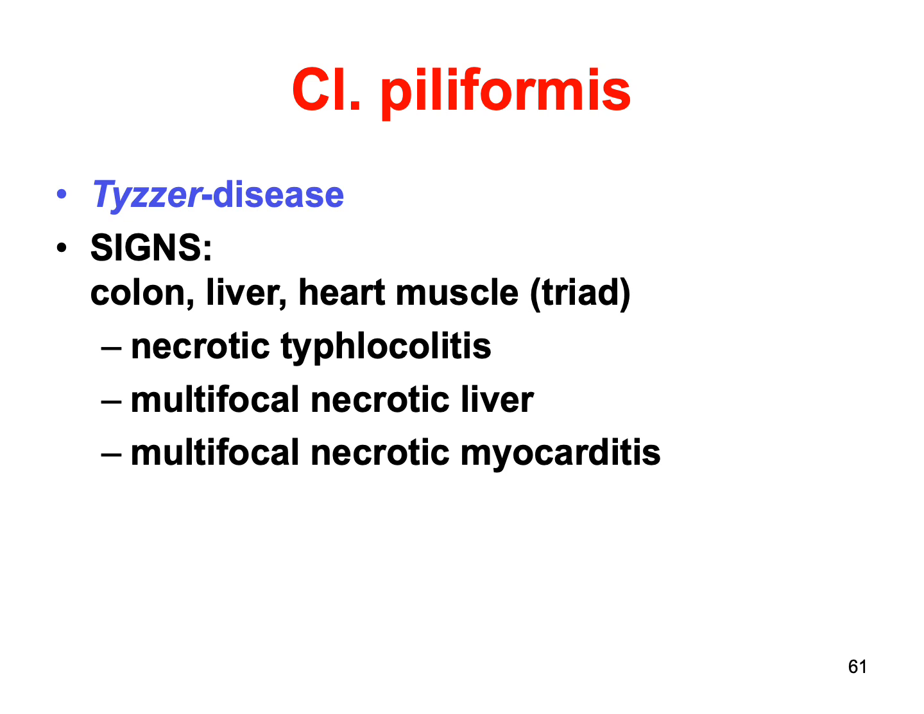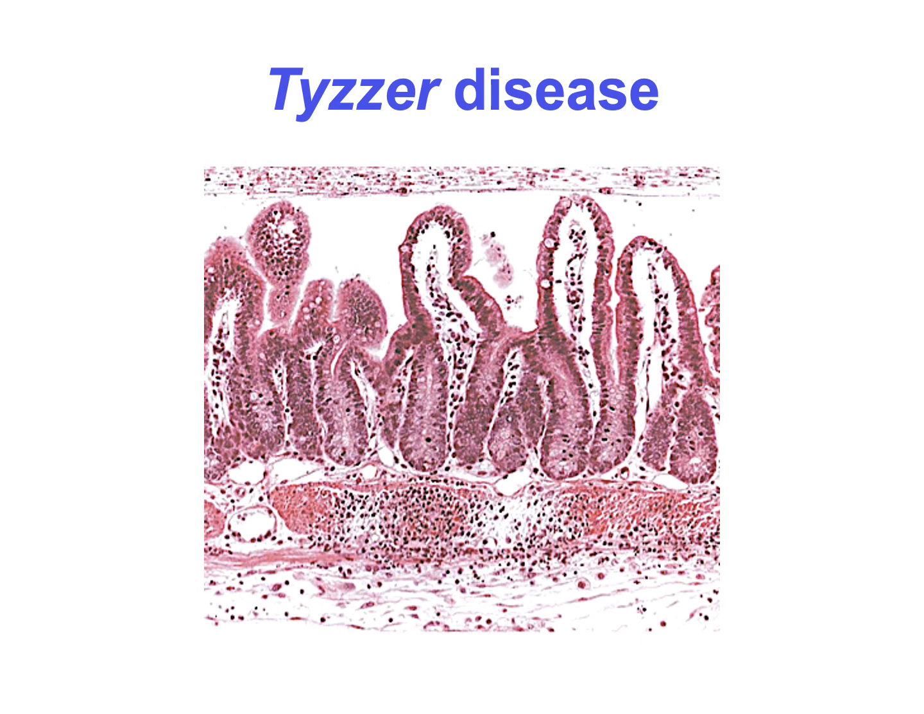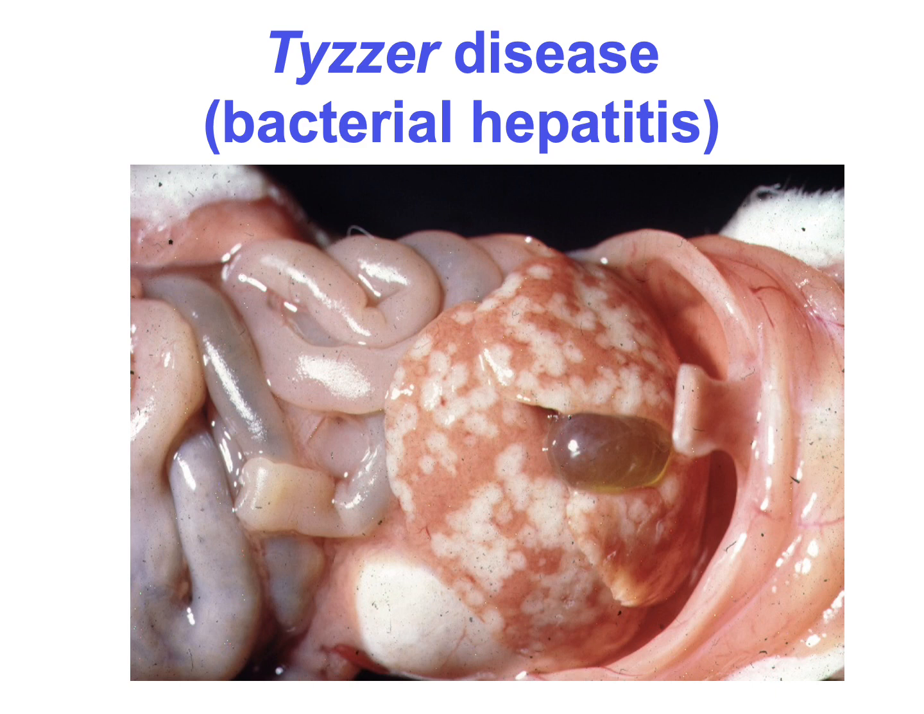The signs are in a so-called triad because typical lesions are in the colon, in the liver, and in the heart muscle. Colon, liver, heart muscle. And we can see a necrotic typhlocolitis, a multifocal necrotic hepatitis, and a multifocal necrotic myocarditis. Here you can see Tyzzer disease in the colon, this necrotizing colitis.